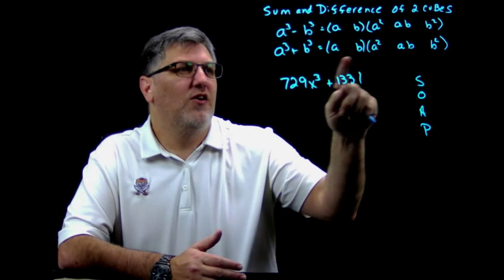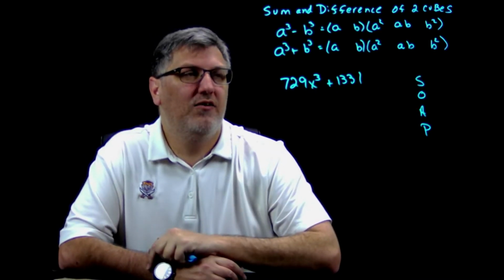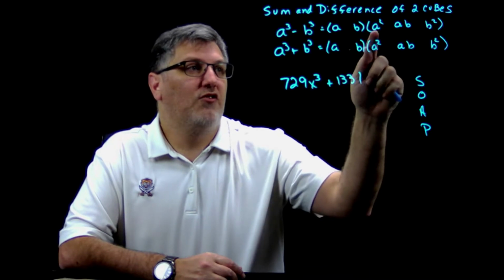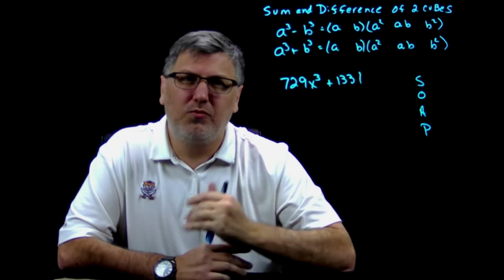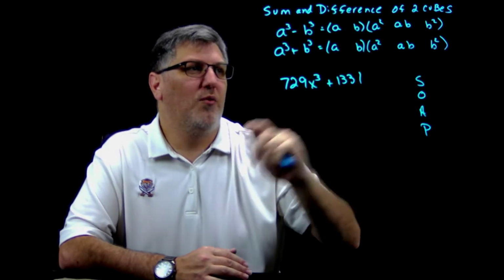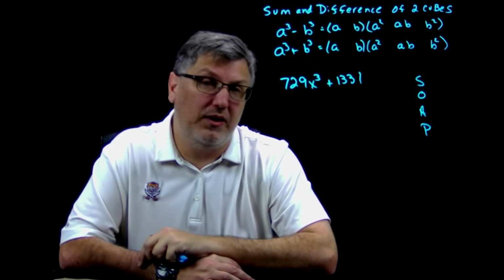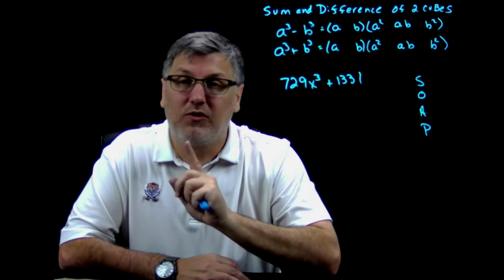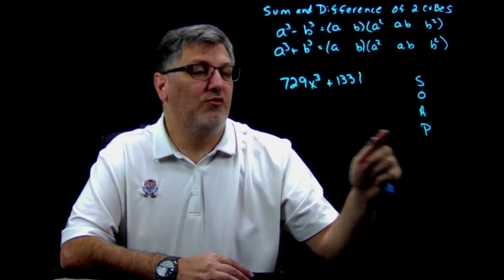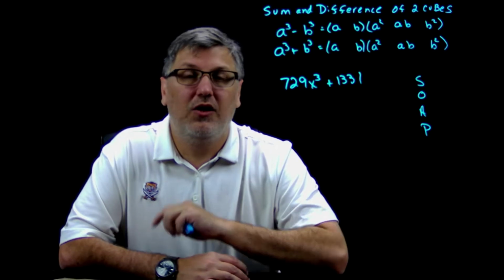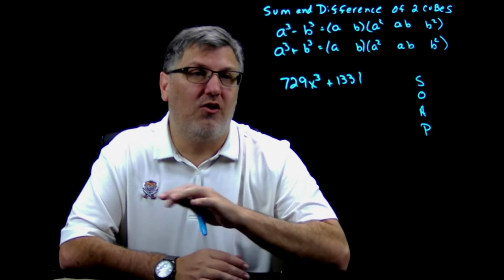But if you notice here, I have a general form of a something b, a squared something ab something b squared. So most people don't have a problem memorizing this format, a squared, ab, b squared. What they have a problem with is where do the signs go? And that's where this acronym SOAP is going to come in. SOAP actually tells us what our signs are.